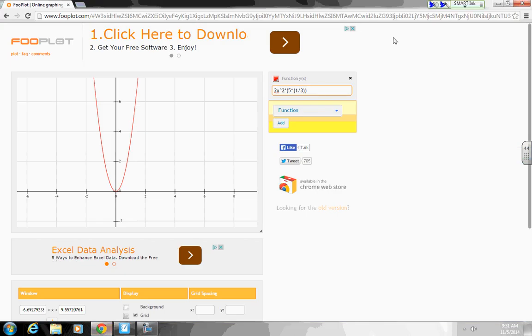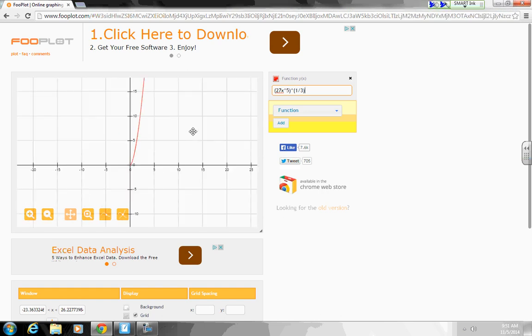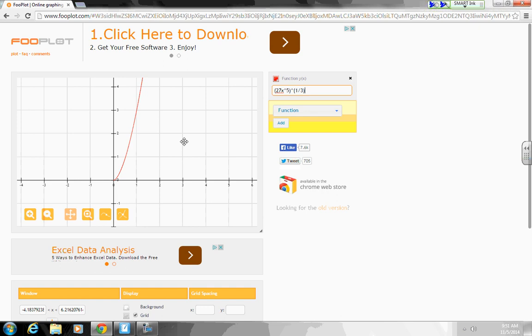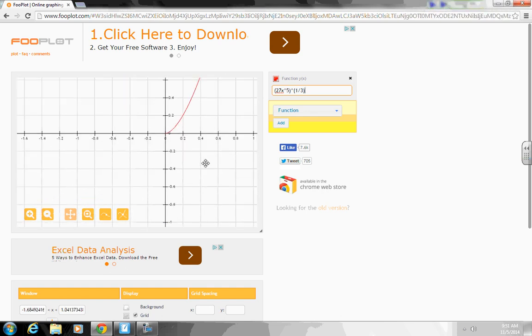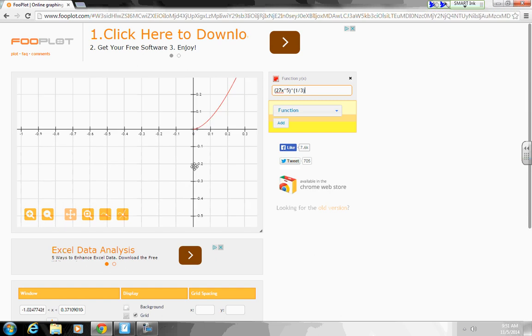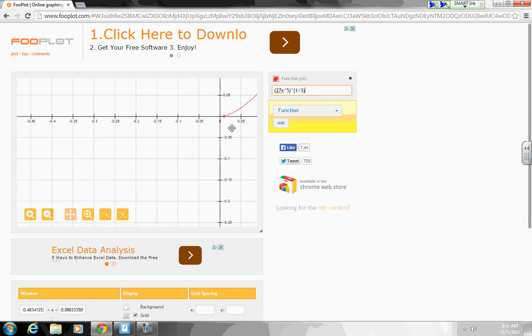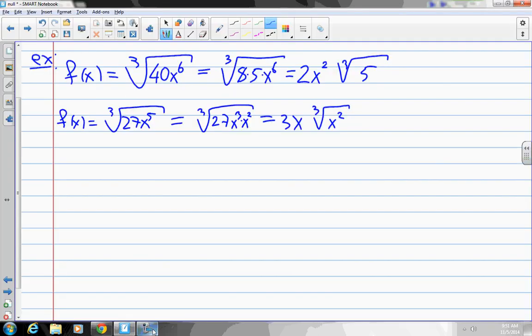And again, if I play with Foo Plot on that one, what was the original thing? It was 27x to the power 5, and then cube root of that. So, yeah, well, that's a fun-looking thing. Just half a parabola. What is that? Okay, Foo Plot is wrong. Yeah, anyways. It's wrong, because I can have negative numbers in there.